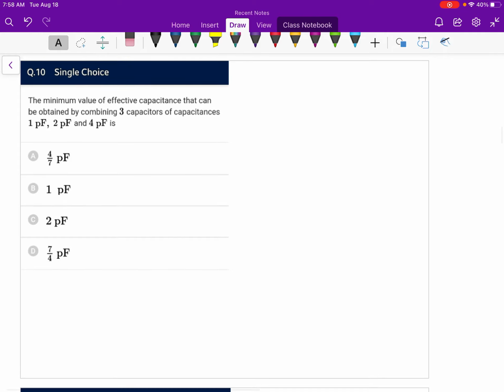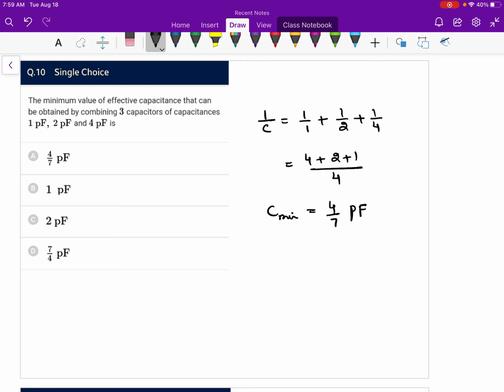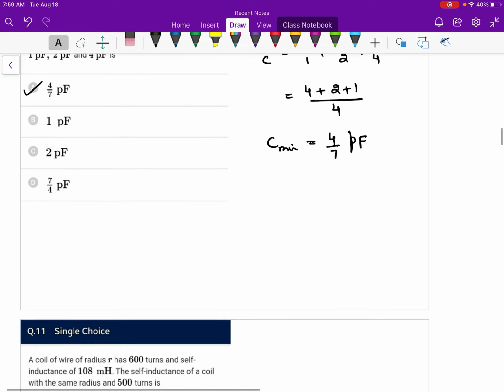The minimum value of effective capacitance: when all the three capacitors are connected in series, 1 by C is equal to 1 upon 1 plus 1 upon 2 plus 1 upon 4, which is 4 plus 2 plus 1 upon 4. So C minimum is 4 by 7 picofarad. So A is the correct option.